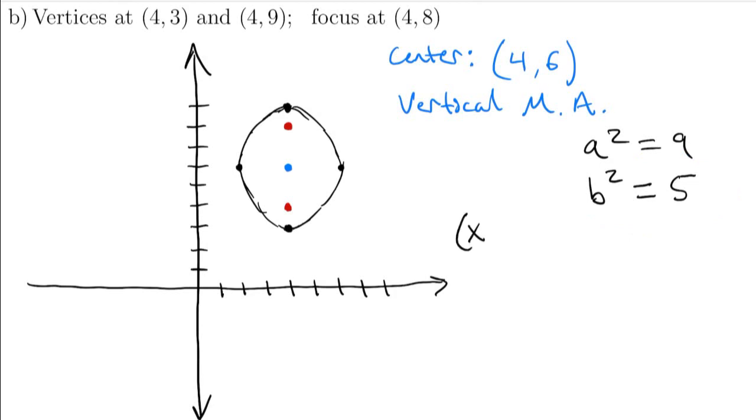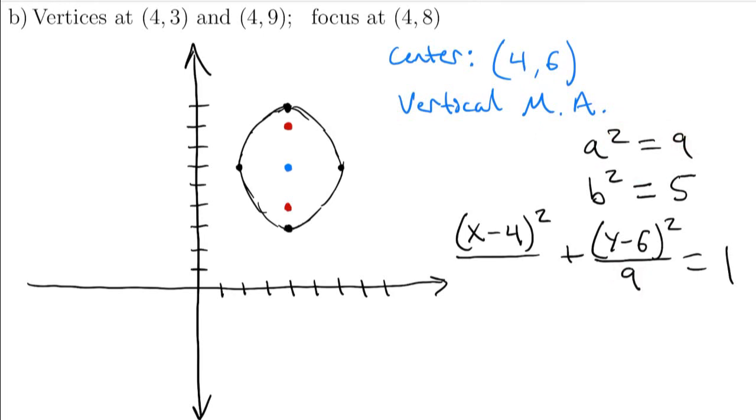Well, we're going to have x minus 4 squared plus, and we're going to have y minus 6. This is just coming from the center, right? 1 is always on the right-hand side. Now I know that in one of these denominators I'll have 9, and in the other I'll have 5. And because we have a vertical major axis, that tells me that the larger number, so 9, is going to go in the y term. So under that y in the denominator is going to be 9, and over here we're going to have 5.